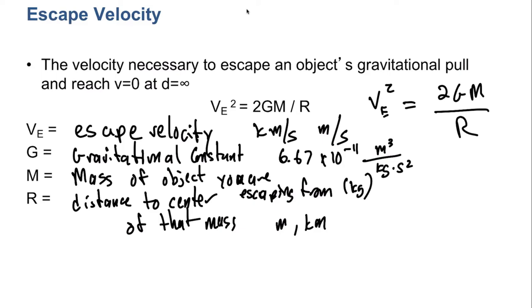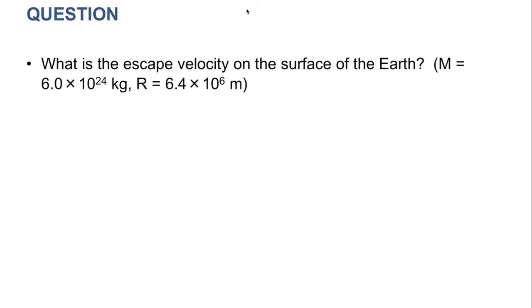Okay, so what is the escape velocity? Let's try this equation out, see how it works. What is the escape velocity from the surface of the Earth? The mass of the Earth is 6 times 10 to the 24 kilograms. The radius of the Earth is 6.4 times 10 to the 6 meters. And that is important because if I am standing on the Earth and throwing a baseball up, the radius of the Earth is the distance between that ball and the center of the Earth when I let it go.